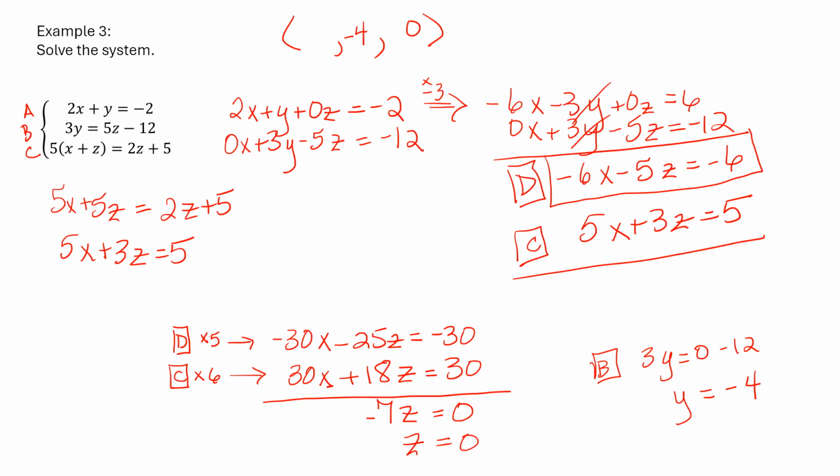And then to find out what x is, I'm going to go back to equation A and put negative 4 in there for y. So 2x minus 4 equals negative 2. So 2x is equal to 2, so x is 1. So I'll put that in for x.